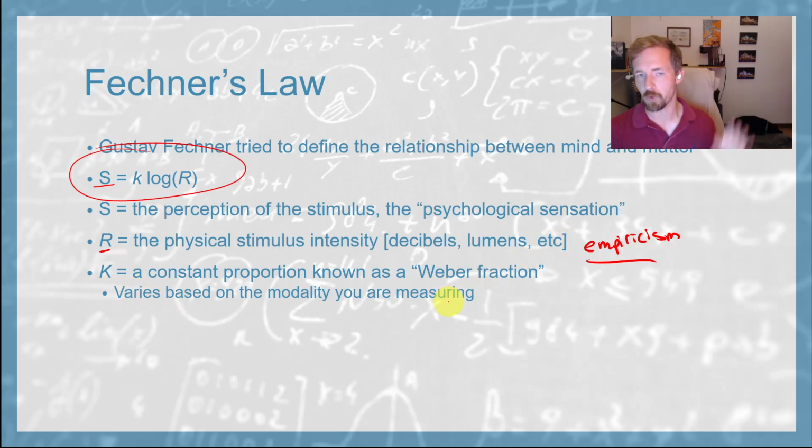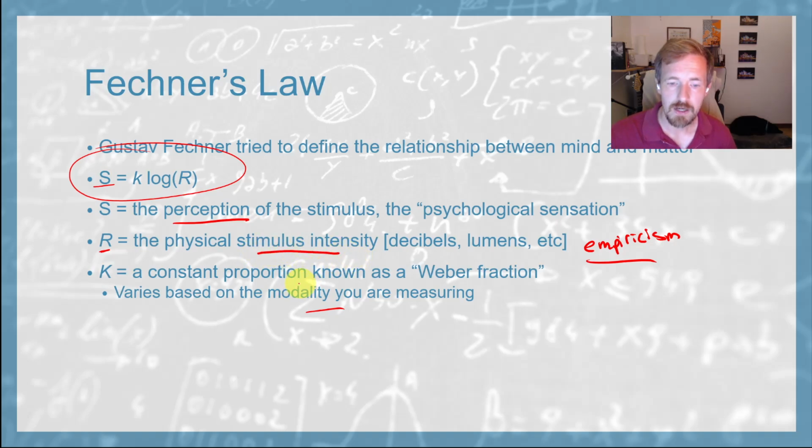That is the constant proportion that Ernst Weber discovered between stimuli and their sensation. And that really depends on the modality of what you are measuring. So the Weber fraction is going to be different for vision, for hearing, for taste, for touch, and for smell. Okay, so what are we doing here? We are able to measure how big or how small our perception is if we know how intense that stimulus is and what the Weber fraction is.